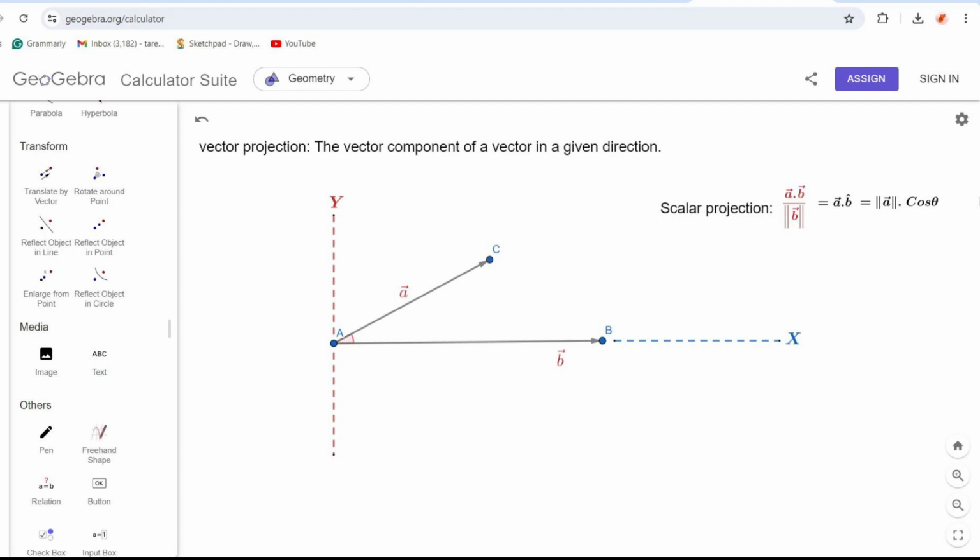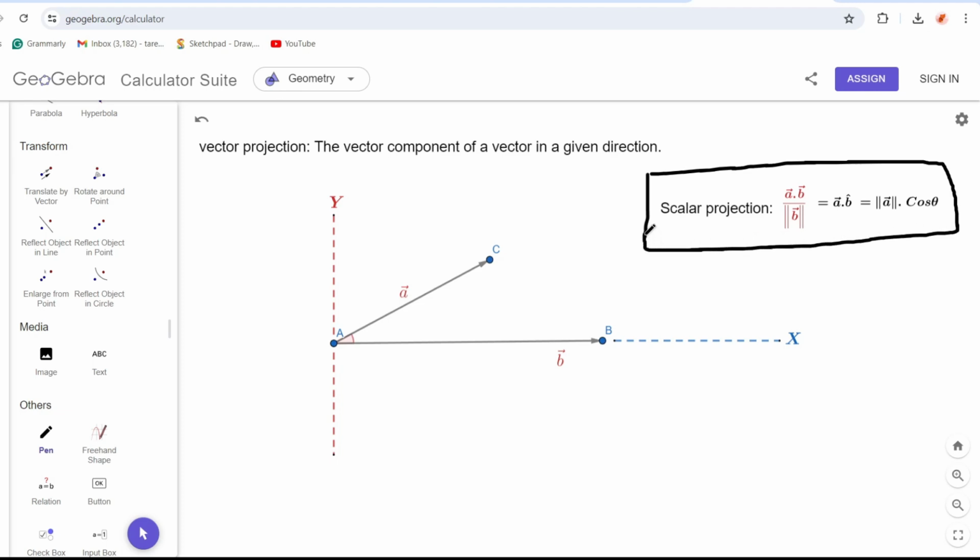It essentially shows how much of the first vector lies in the direction of the second one. I've already outlined the different forms of scalar projection, which we'll use to derive the vector projection formula shortly. In this example, vector A makes an angle of approximately 45 degrees from the x-axis, while vector B spans along the x-axis. As discussed earlier, vector B doesn't necessarily have to align with the x-axis. Just like before, let's try to project vector A onto vector B.